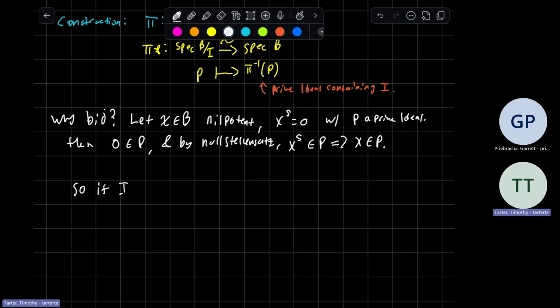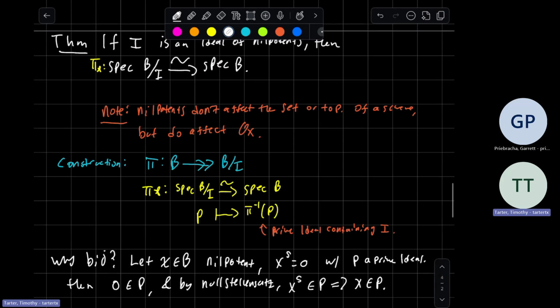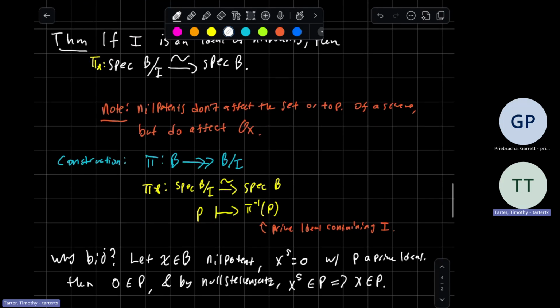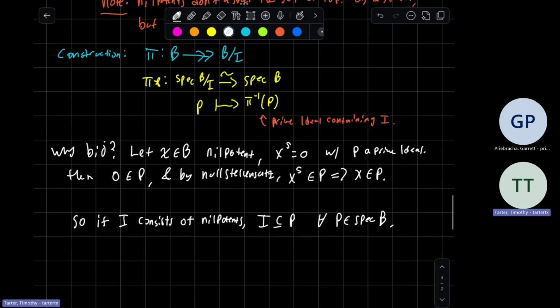So if I consists of nilpotents, I is contained in this prime ideal P for every P in spec B. Does that make sense? Yes.